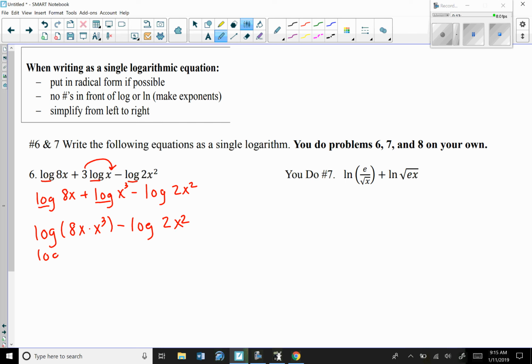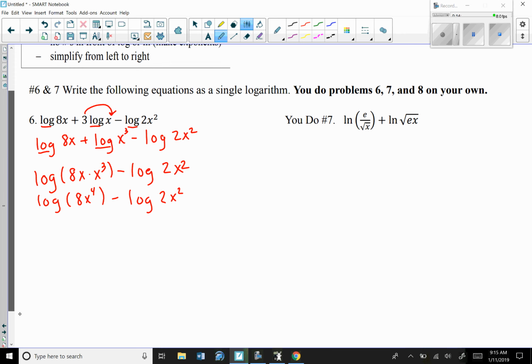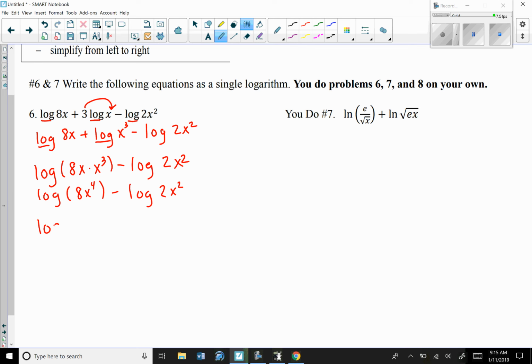So this is the log of 8, and when we multiply something with the same base, you add the exponent. So log of 8x to the power of 4 minus the log of 2x squared. Now we can go ahead and use our quotient law of logarithms, which states that if I have 2 logs being subtracted, I can divide the arguments and, of course, write it as a single log.